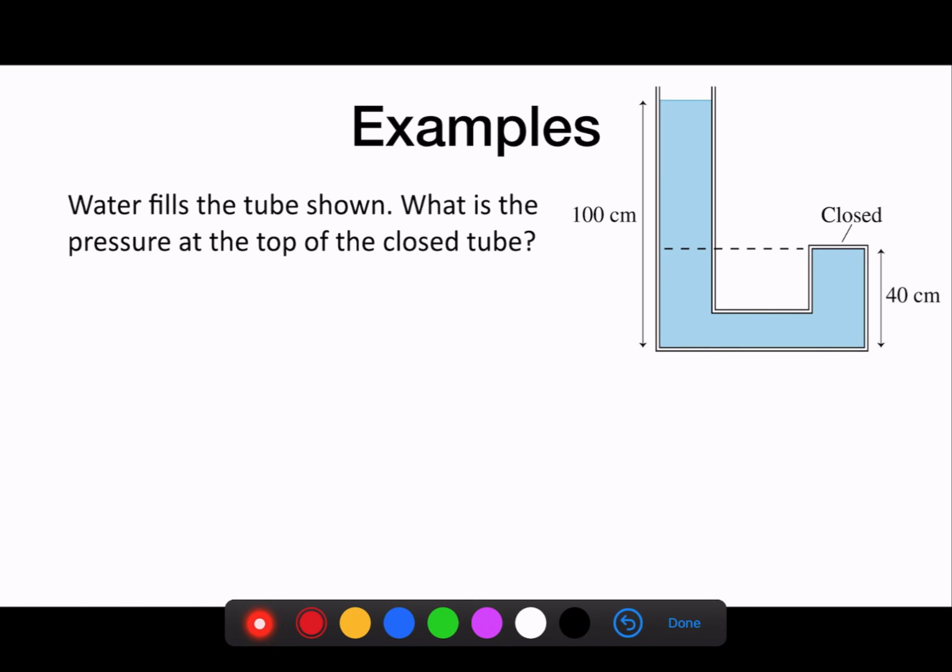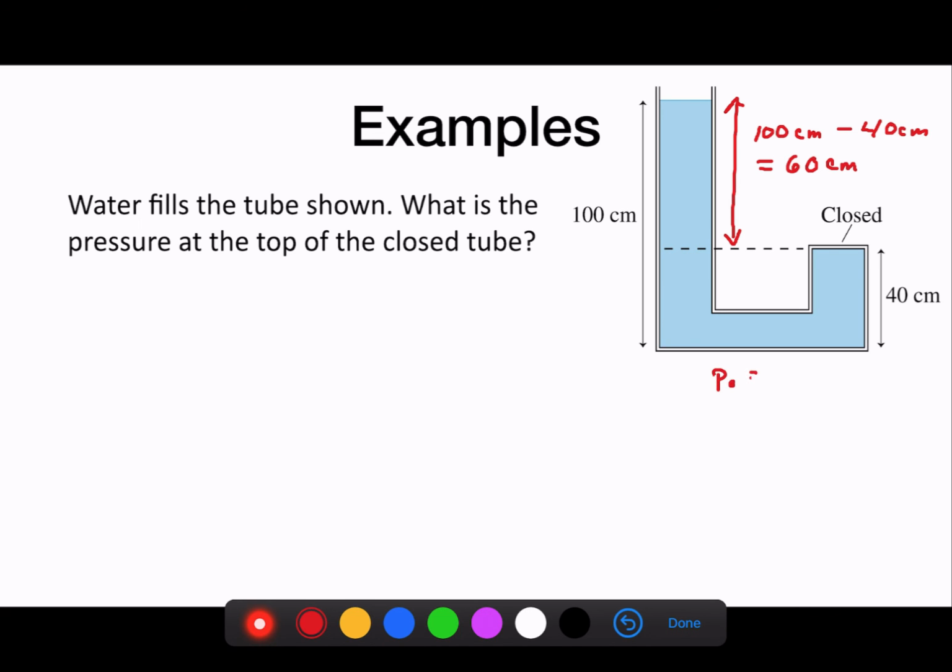In our next example, water fills the tube as shown. What is the pressure at the top of the closed tube? So first, let's go through and figure out what the depth is at that horizontal line shown as a dashed line there. So that's going to be the length of the tall tube, 100 centimeters, minus the 40 centimeter height of the closed tube, giving us 60 centimeters. So we know the pressure at these 2 points has to be the same. So if we go through and calculate the pressure at 60 centimeters in the open tube, then we can know what the pressure is at the top of the closed tube.